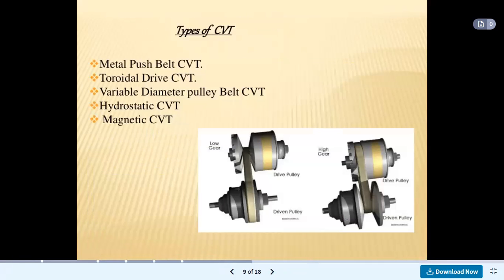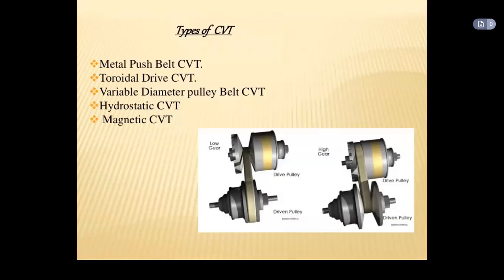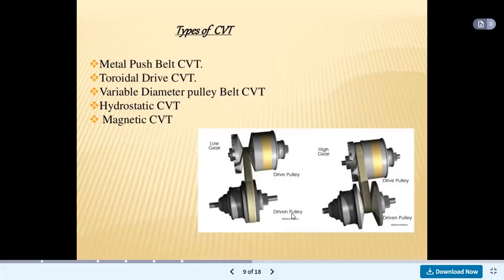Types of CVT: metal push belt CVT, toroidal drive CVT, variable diameter pulley belt CVT, hydrostatic CVT, magnetic CVT. These are the different types of CVT. This is the low gear, this is the drive pulley, this is the driven pulley; this is the high gear, this is the drive pulley, and this is the driven pulley. Low gear means the diameter is less, and high gear means the diameter is more in that case.